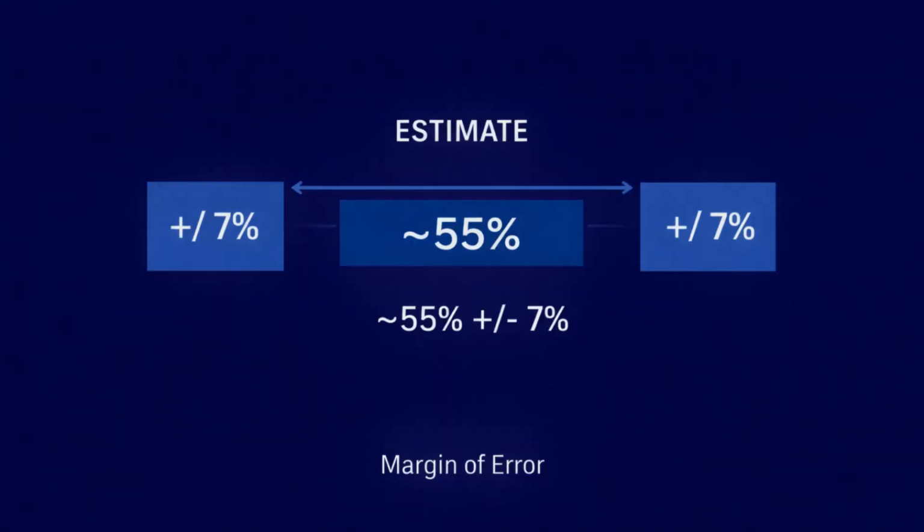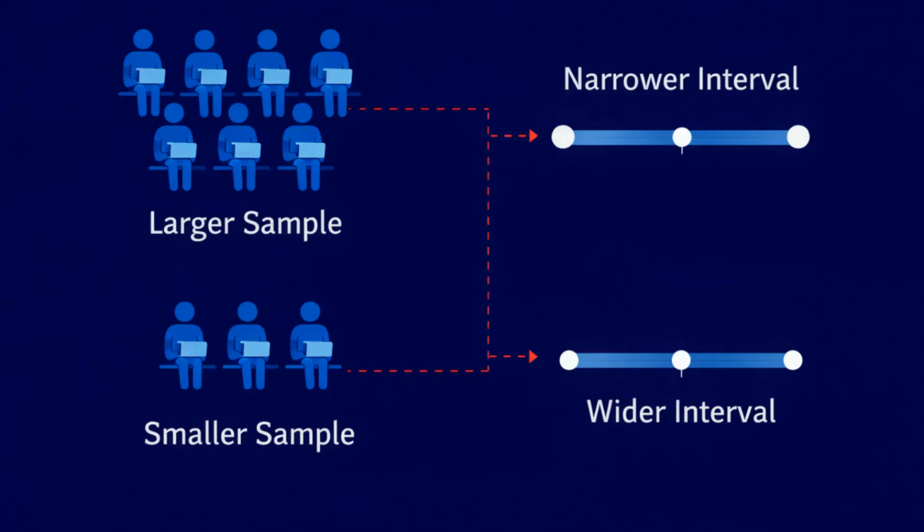The margin of error can also be stated. The estimate is about 55%, and the interval extends about 7 percentage points in each direction. This is the same idea used in opinion polls when results are reported as a percent plus or minus a margin of error. Changing the confidence level would change the width of the interval. A higher confidence level would produce a wider interval. Increasing the sample size would produce a narrower interval because the estimate would vary less from sample to sample.